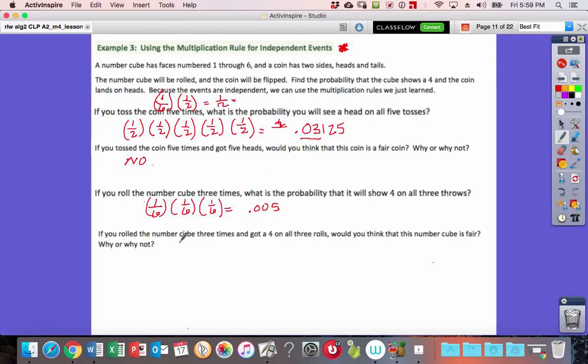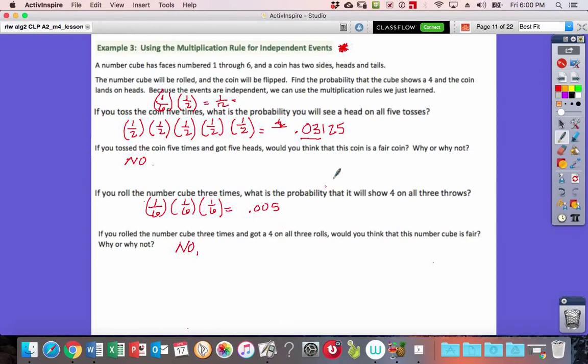So if you roll the number cube 3 times and I got 4 on all 3 rolls, would you think it's fair? No, you're cheating me. I just don't think there's any way, because look at the probability of getting a 4 on all 3 rolls. It is extremely small. So I'm going to think you're cheating me.